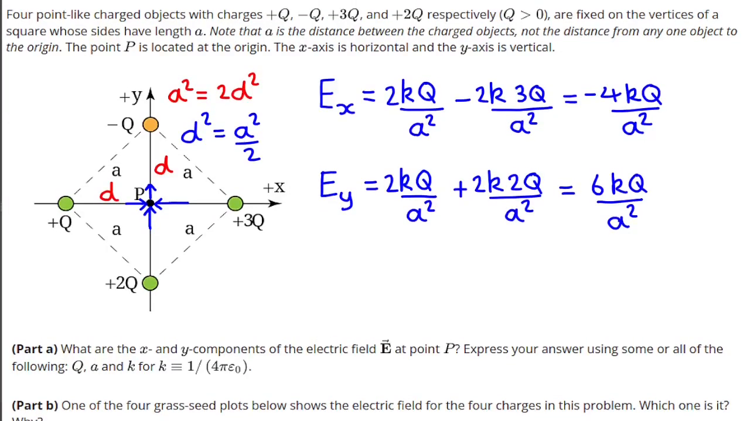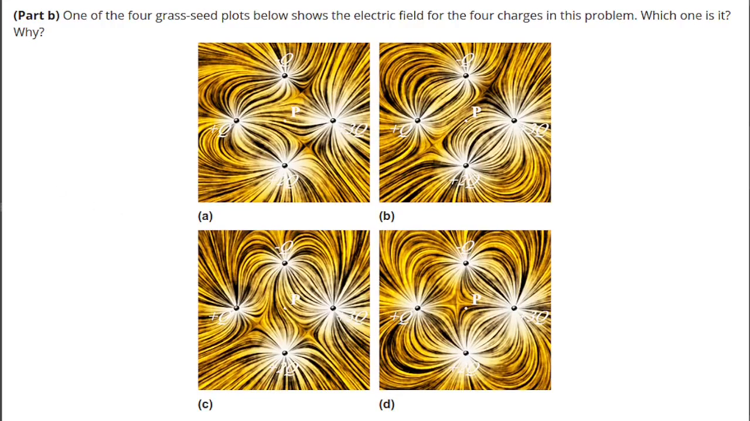And now we'll go to part B. One of the 4 grass seed plots shown below shows the electric field for the 4 charges in this problem. Which is correct and why? Well, recall that we had positive charges at the bottom and a negative charge at the top. So the correct one will be the image where the electric field lines are continuous between a positive and negative charge and not continuous between the positive charges.